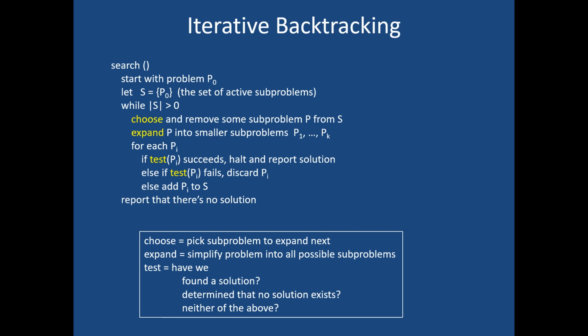So P0 is going to be, in terms of 3-SAT, just the initial problem. You've got some expression, and you've got to figure out a way to assign truth values to variables to make the expression true. So that's your initial problem, and that becomes the initial set of active subproblems, this P0. And then you enter a loop, and as long as there are any subproblems to consider, this is what you do. You choose one of the subproblems.